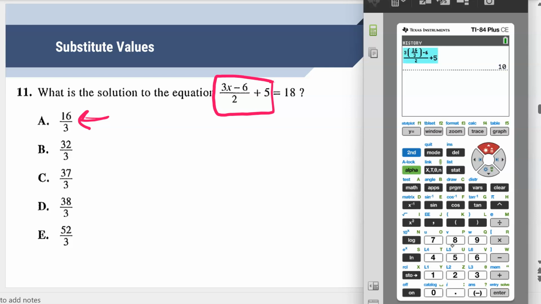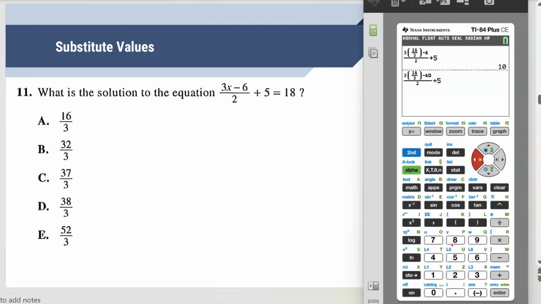So I'm going to press the up arrow to get on top of this, copy it down, and I'm going to change the x value to be the next choice, which is 32 over 3.